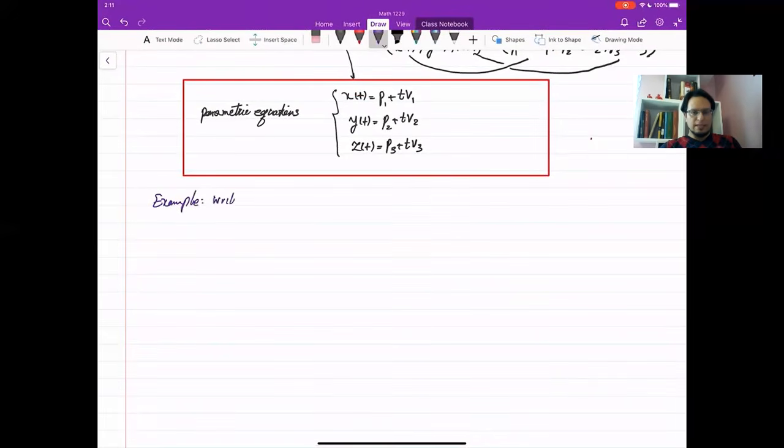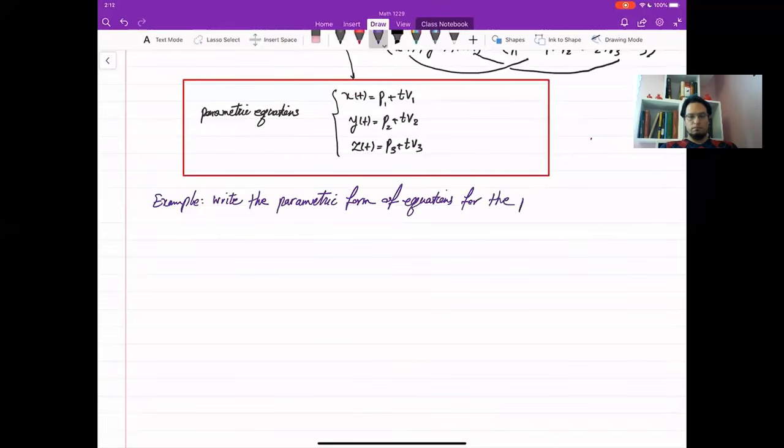Actually, the example is the equation we just found in the previous example. We want to write the parametric form, or parametric equations, for that line. What was the information? We had the point (1, -1, 2) and the vector (2, 0, 1). So we have three equations that are called the parametric equations of the line.